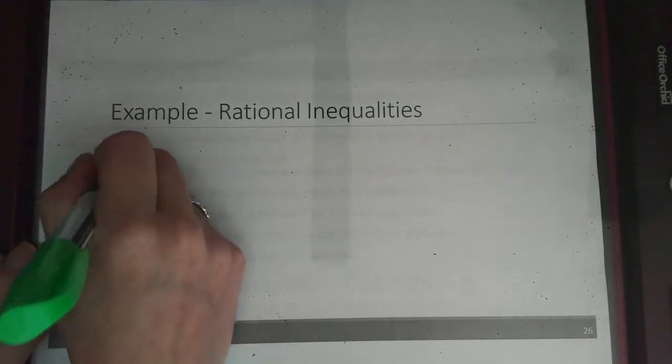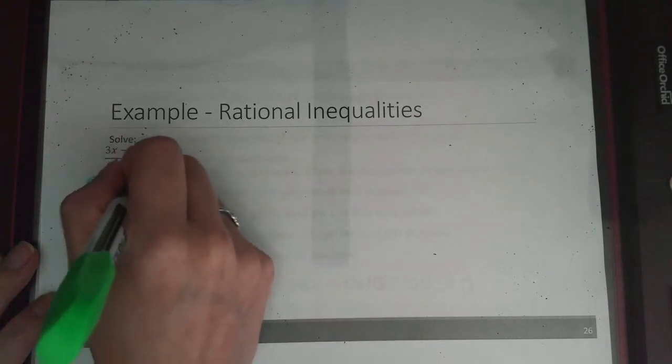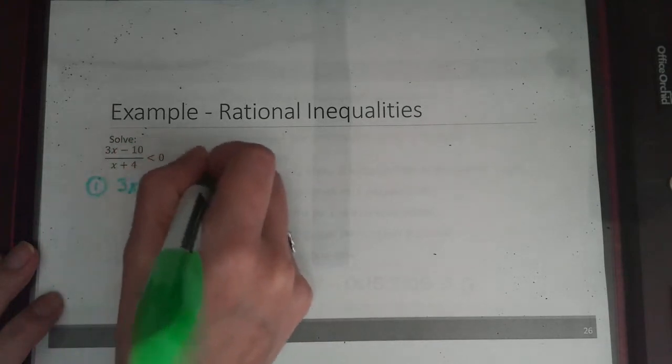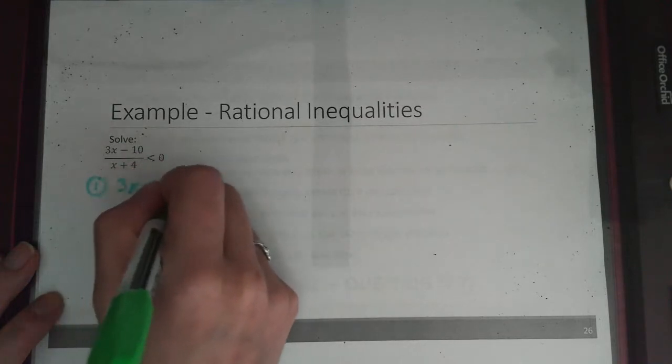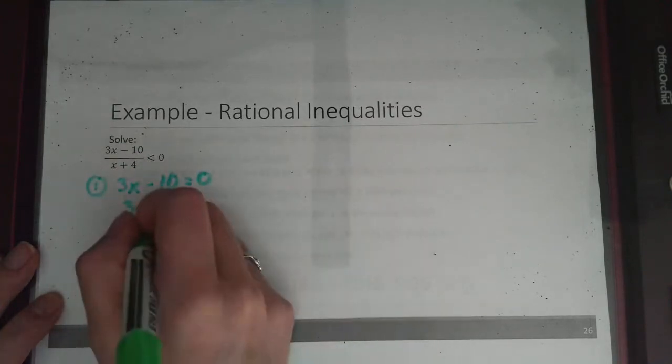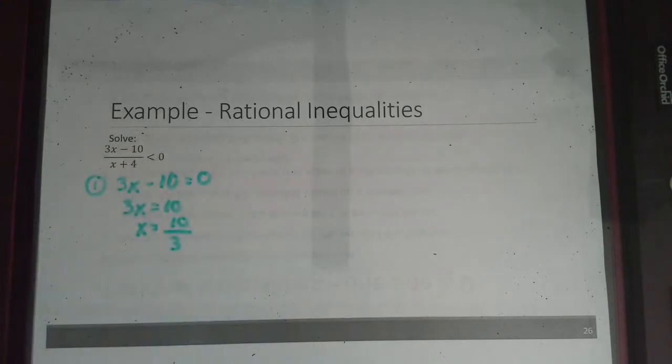For step 1, we set the numerator equal to 0. So that's 3x - 10 = 0. If I add the 10 over, I get 3x = 10. And if I divide both sides by 3, I get x = 10/3. That is the value of x that will make the entire fraction equal to 0.